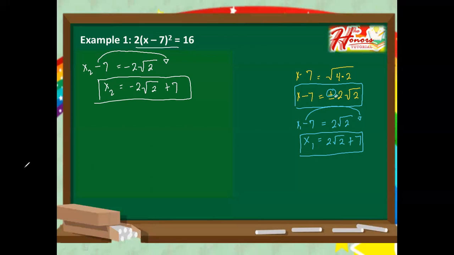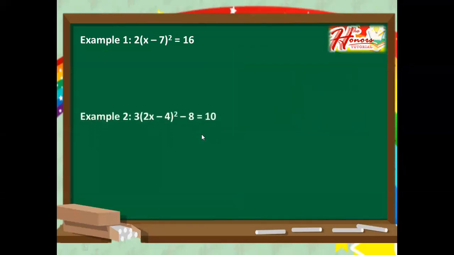Next, let us have our next example. Example 2. We have 3 times the quantity of 2x minus 4 squared minus 8 equals 10. So this is what you are going to do. Copy the given first. So that is 3 times the quantity of 2x minus 4 squared minus 8 equals 10.